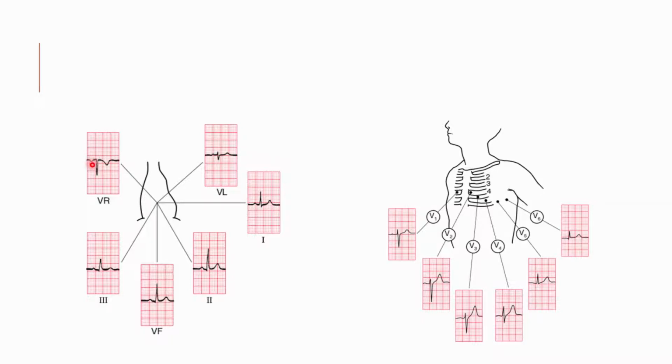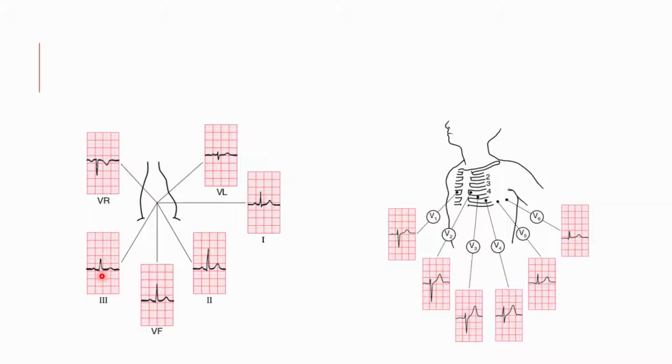So as you can see, like I said, in the lead AVR, which is over here, you see that the P wave is inverted, and pretty much almost all the other waves are also inverted. Remember, the impulse is depolarizing away from AVR. That's why they appear inverted, while the P wave is positive in almost all the other leads.